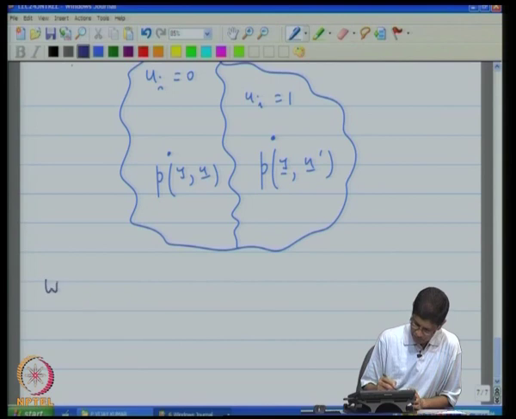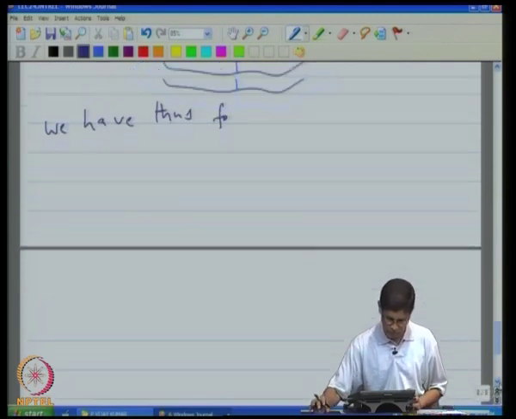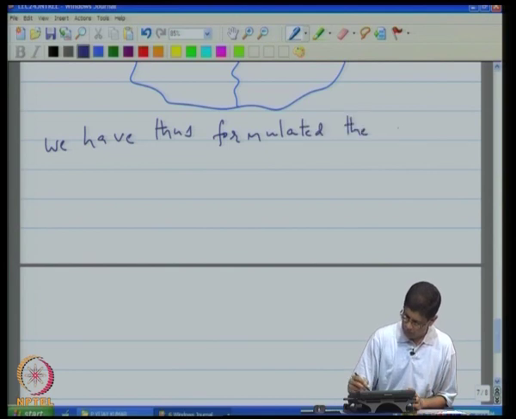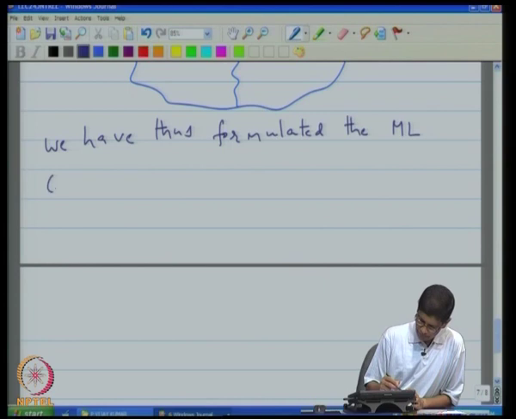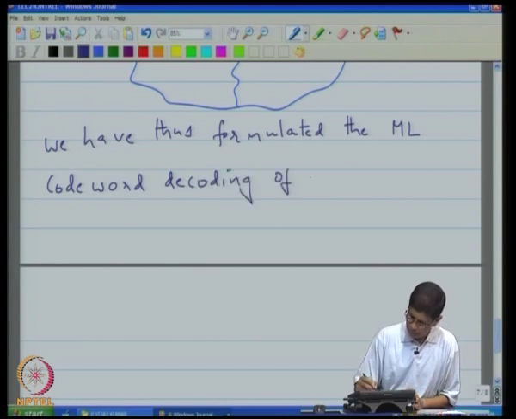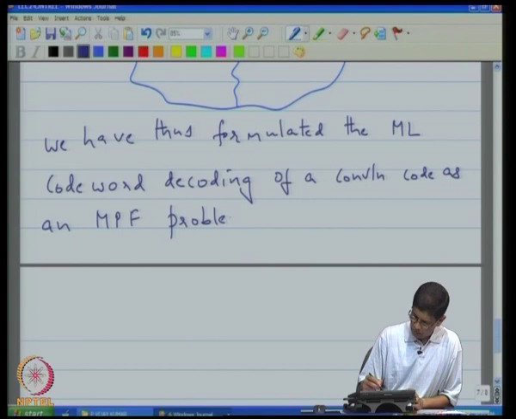So, the conclusion is we have thus formulated the maximum likelihood code word decoding of a convolutional code as an MPF problem.